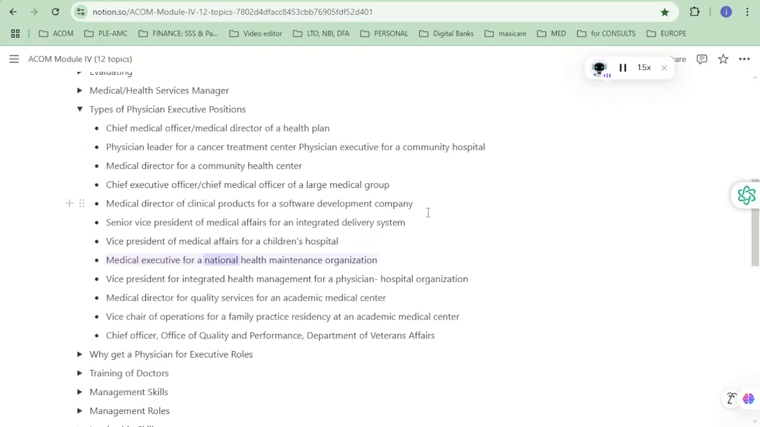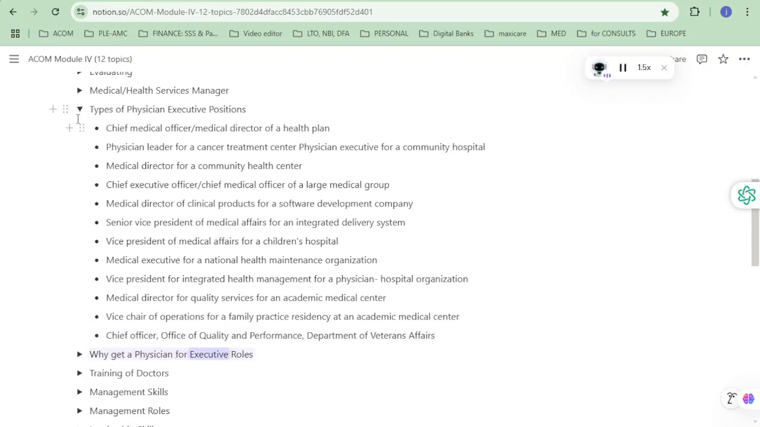Medical Executive for a national health maintenance organization. Vice President for Integrated Health Management for a physician hospital organization. Medical Director for Quality Services for an academic medical center. Vice Chair of Operations for a family practice residency at an academic medical center. Chief Officer, Office of Quality and Performance, Department of Veterans Affairs.